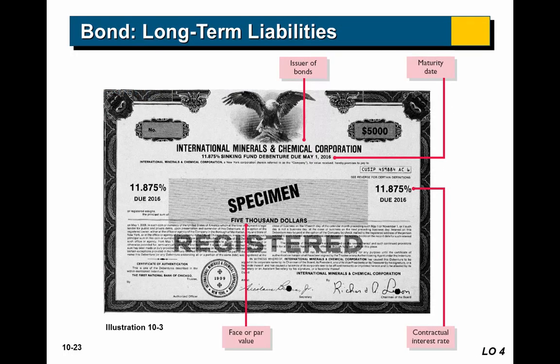So here's a picture of a corporate bond certificate. It tells you the issuer of the bond. That's who's borrowing the money. It tells you the contractual interest rate over there on the right. That's how much interest will be paid. You can't get bonds paying that right now, just so you know. They're more like 2%. That'd be pretty awesome, actually, if you got 11.875. It shows you a face value or par value of $5,000. And then there's some terms down below. So this is what a bond looks like.